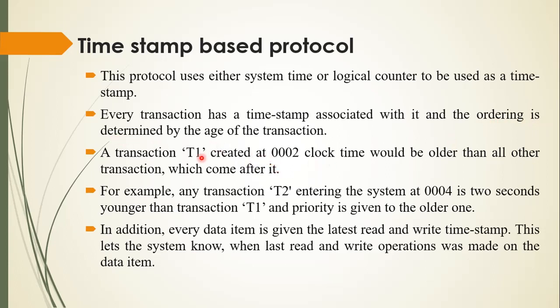So if our transaction is created at 002, it is older than another transaction that comes after it. For example, any transaction T2 entering the system at 0004 is 2 seconds younger than transaction T1. The priority is given to the older one. So if transaction T1 is created at 002 clock time and transaction T2 is created at 004, then T1 is older than T2, so priority is given to T1.